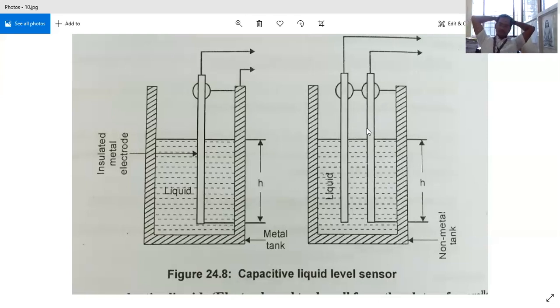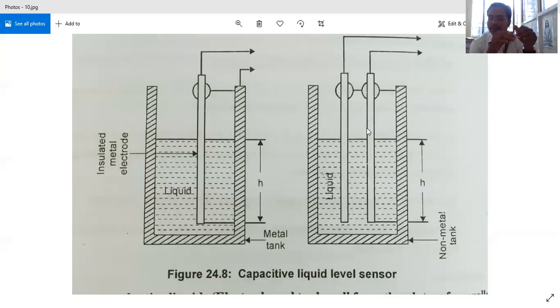Very simple. For conducting materials and non-conducting materials, it is different. For conducting type of liquids, the liquid itself is one surface, and we will have one more electrode. That electrode will have some insulation material. There should not be any contact between these two. It is an insulation material. So that is the system.